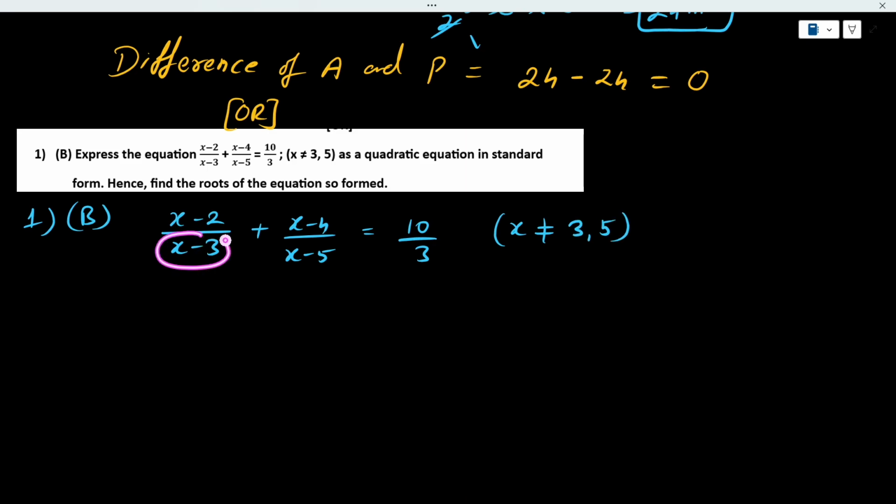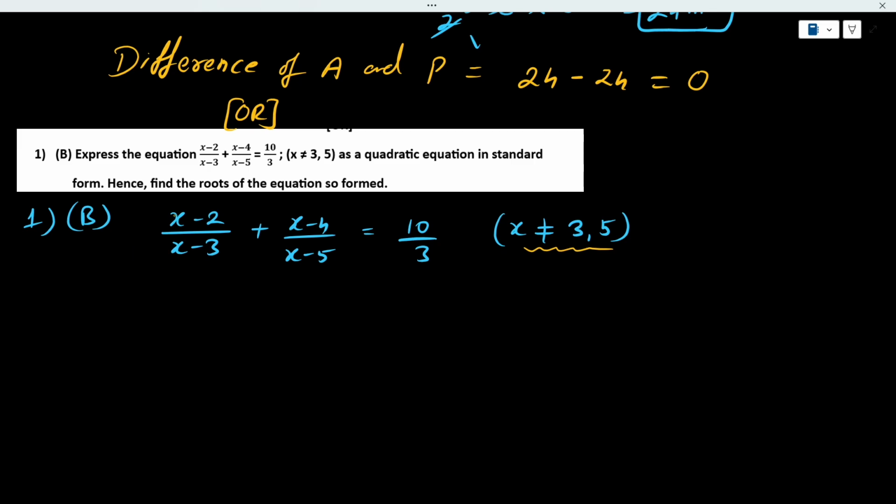Because if you see the denominator, it's x minus 3. If I substitute 3 here, 3 minus 3 will become 0, right? And 0 cannot be a divisor. Here 0 cannot be there. Similarly, if I take 5, then 5 minus 5 is 0. 0 cannot be the denominator. That's why they mention x values cannot be equal to 3 or 5.